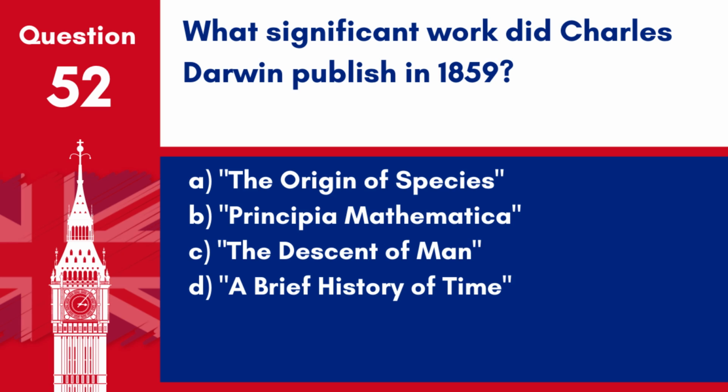Question 52. What significant work did Charles Darwin publish in 1859? A. The Origin of Species. B. Principia Mathematica. C. The Descent of Man. D. A Brief History of Time. Answer: A. The Origin of Species. Charles Darwin published On the Origin of Species in 1859, introducing his theory of biological evolution through natural selection.